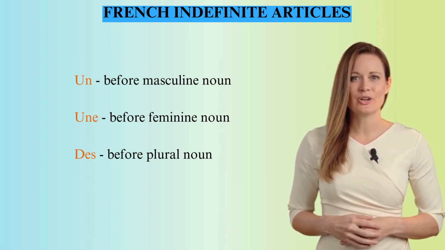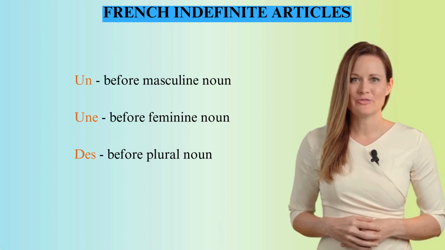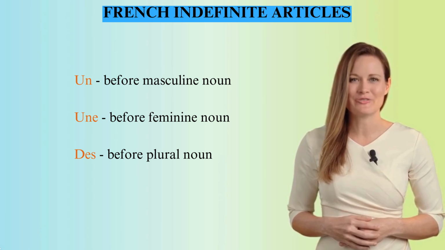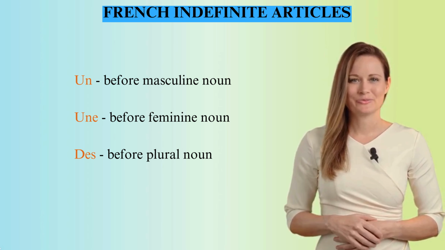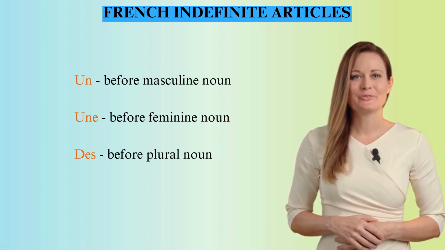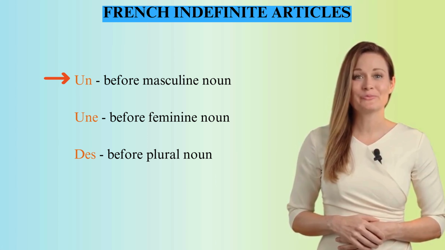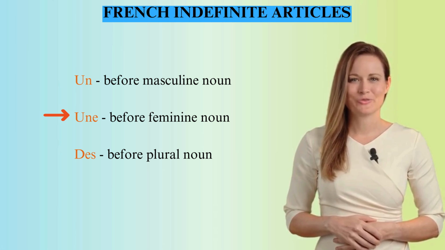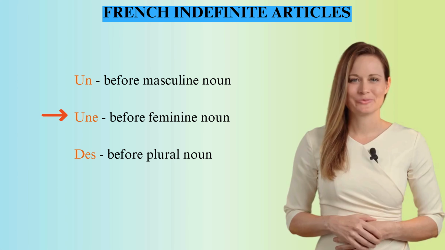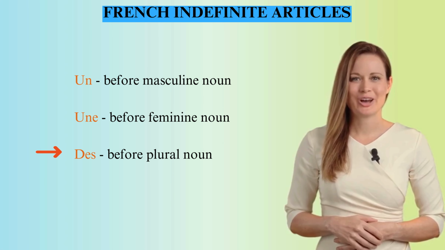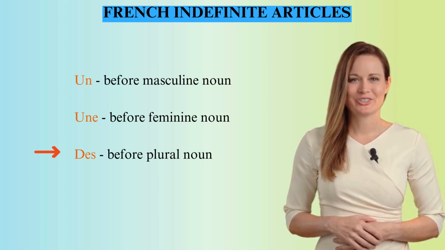Let's have a look at indefinite articles in French. In French there are 3 indefinite articles. They are un, une, des. Before a masculine noun we use un, before a feminine noun we use une, and before a plural noun, regardless of gender, we use des.